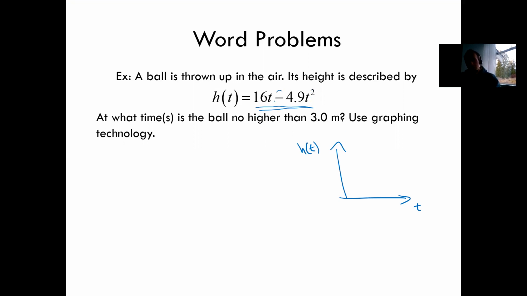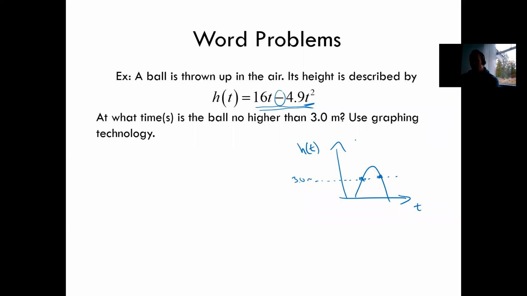Now I know it's got a negative sign in front of the t squared, so it's going to be downward facing. So maybe it looks something like this. And we want to say, at what time is the ball no higher than 3 meters? So if you're looking here, this is 3 meters high. And again, this is just a sketch, but we want to figure out how we can answer this by using graphing technology. So if you use graphing technology, it's pretty easy.